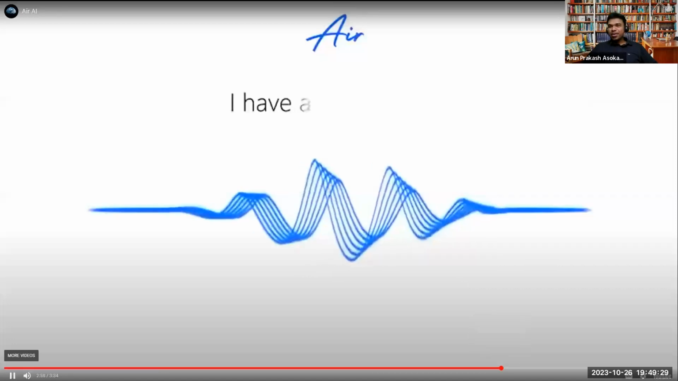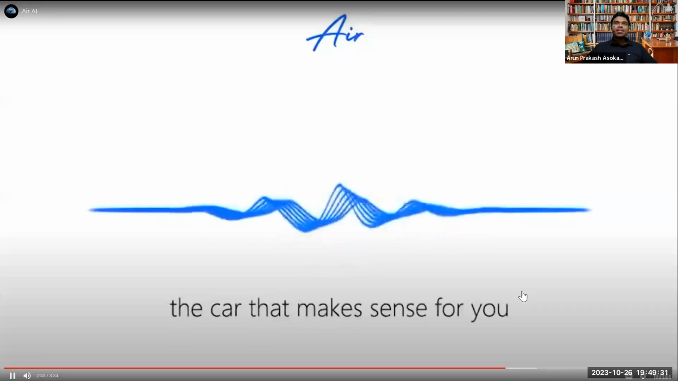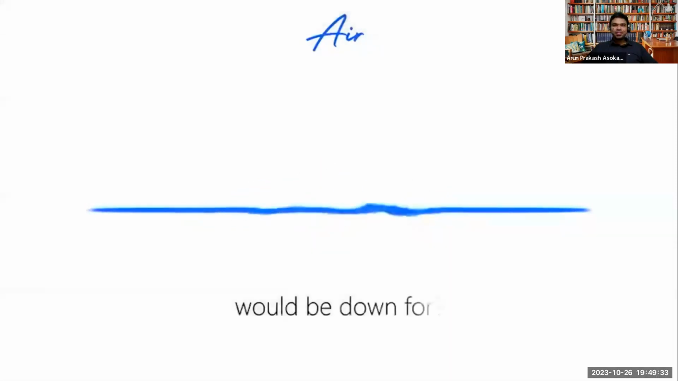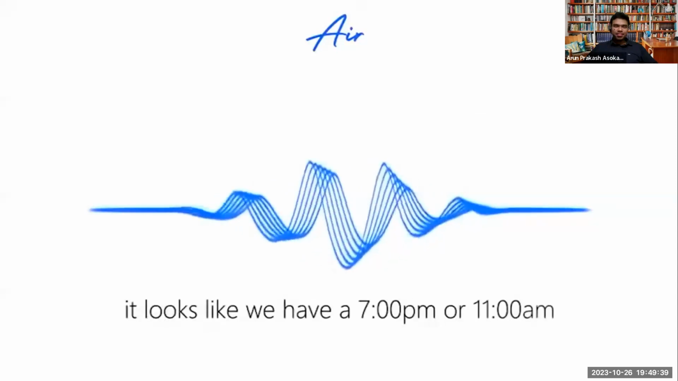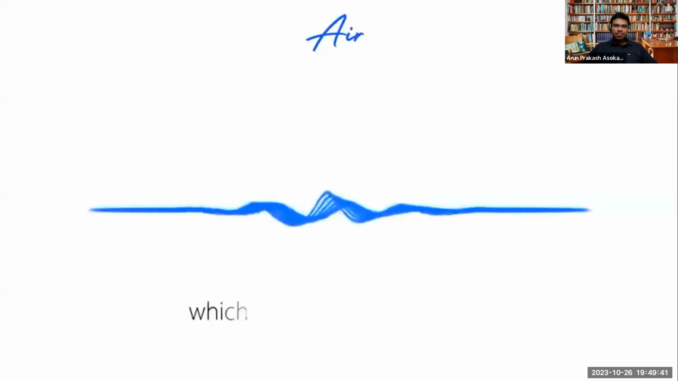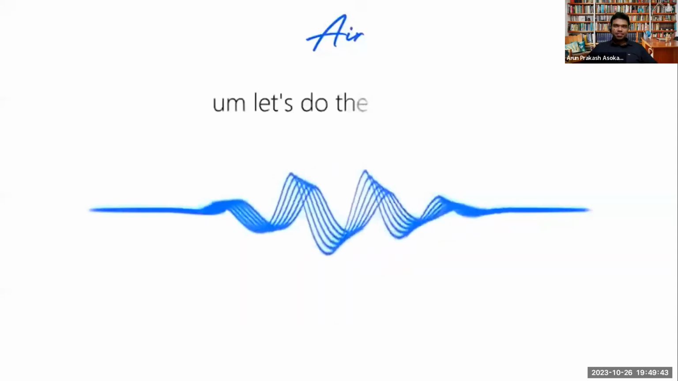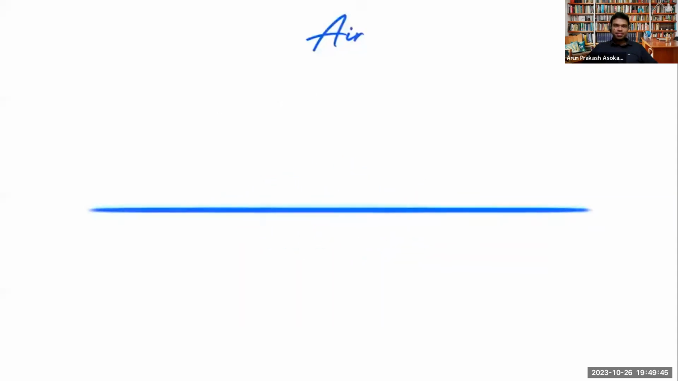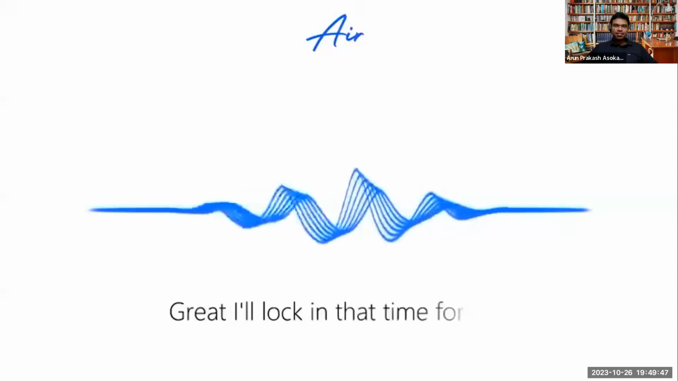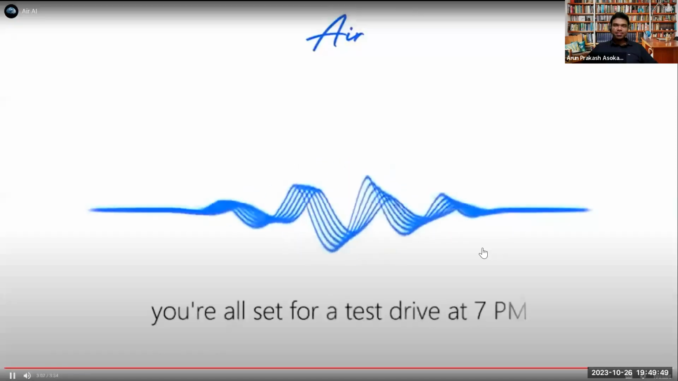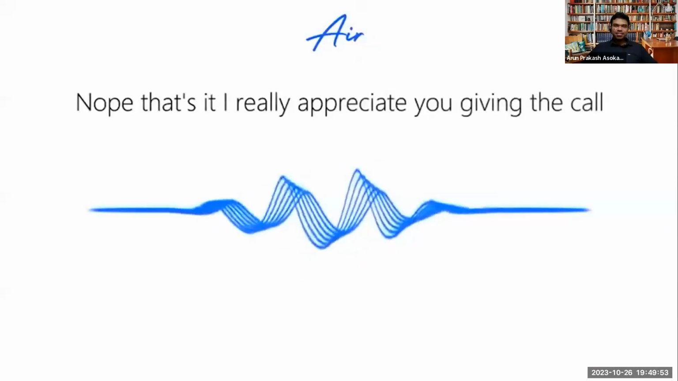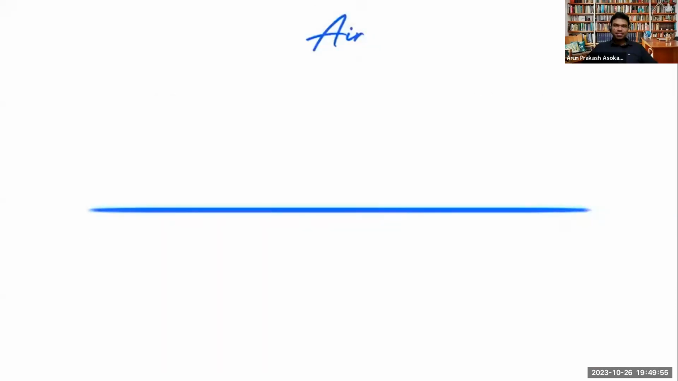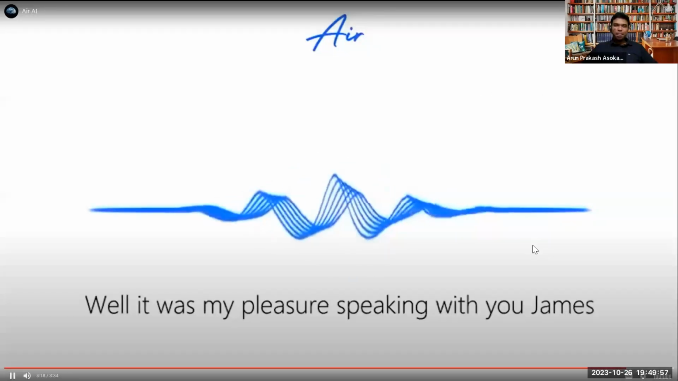And I'm gonna quickly go to see if this is the car that makes sense for you. Is that something you would be down for? Absolutely, that would be amazing. Awesome. Well, it looks like we have a 7 p.m. or an 11 a.m. available in Omaha time. Which time works best for you? Let's do the 7 o'clock. Great. I'll lock in that time for you. You're all set for a test drive at 7 p.m. Anything else I can help you with, James? Nope, that's it. I really appreciate you giving me the call. Well, it was my pleasure speaking with you, James.